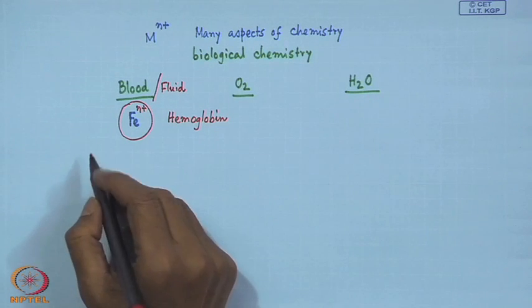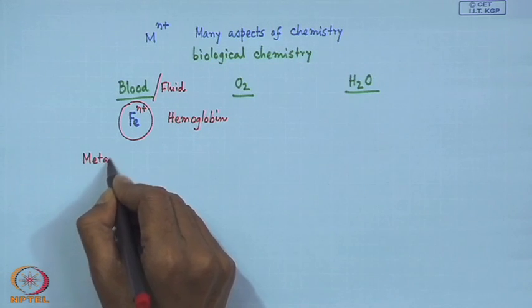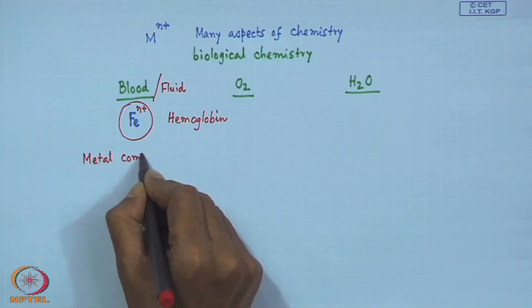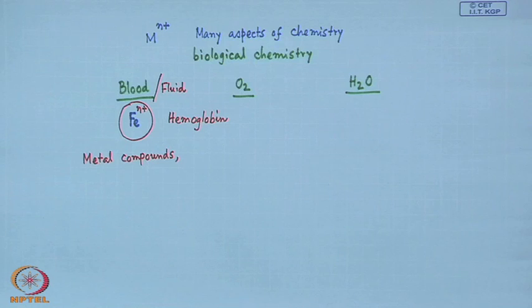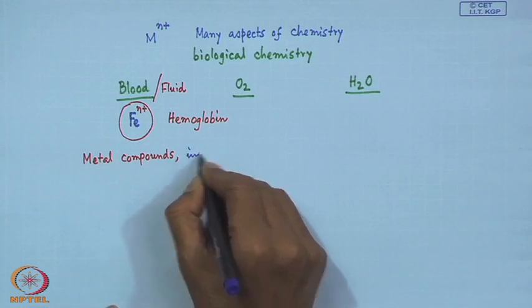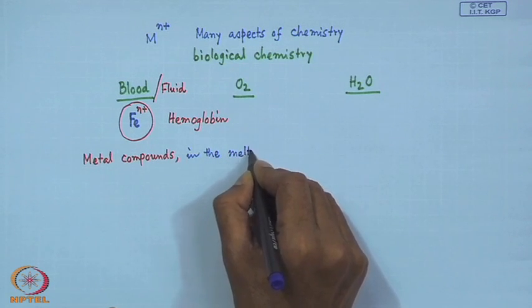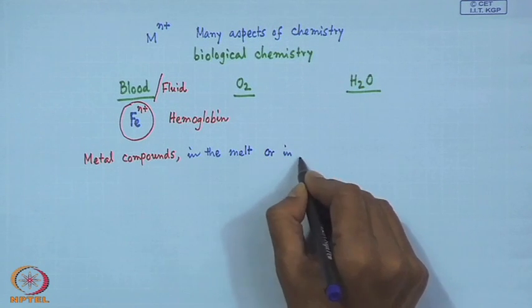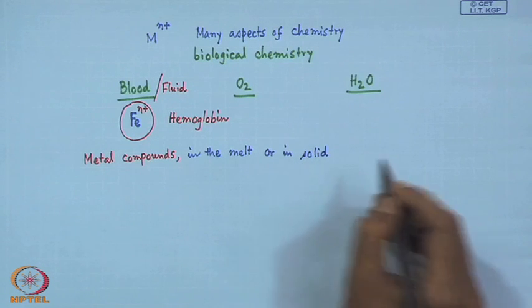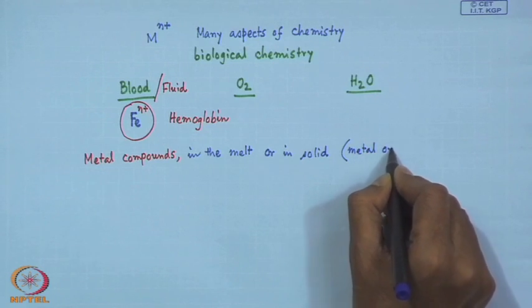So, not only the biological system, many metal compounds, whether they are present in solution or in the solid state, or present in the melt, that means in some molten condition, or in the solid state as different oxides, that means the metal oxides.